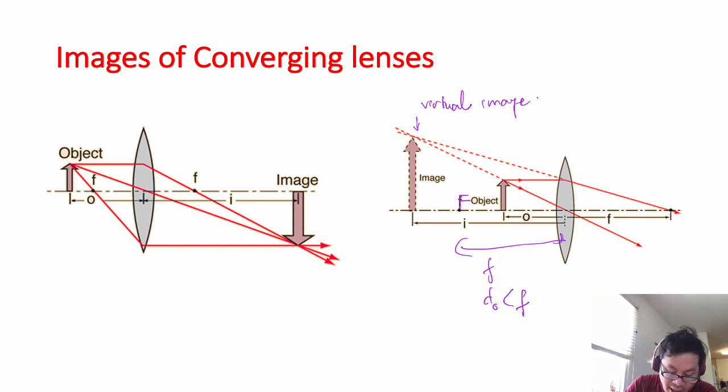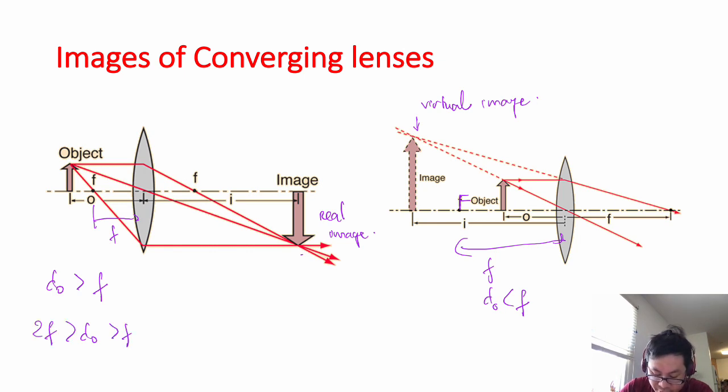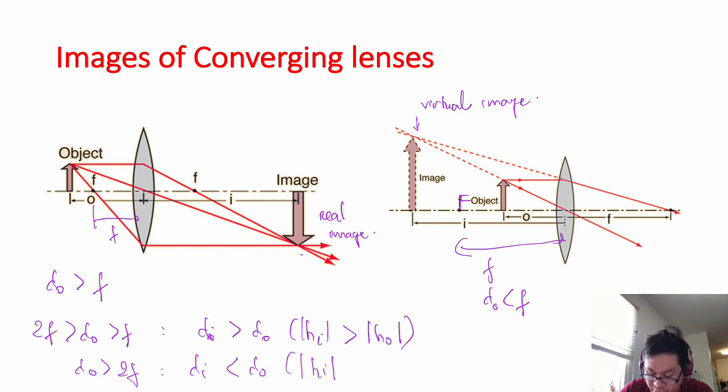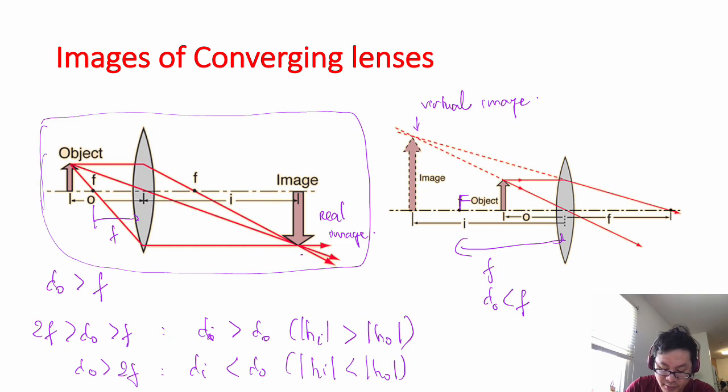If the object is placed outside of the focal length, meaning DO is larger than F, the image of the object will be a real image, but in the opposite direction, something like this right here. And if DO is larger than F but smaller than 2F, DI is larger than DO. It means HI is larger than HO. If DO is larger than 2F, DI will be smaller than DO. It means HI is smaller than HO. Okay. The picture here is the first case of this one.